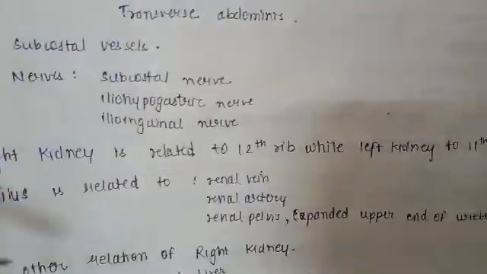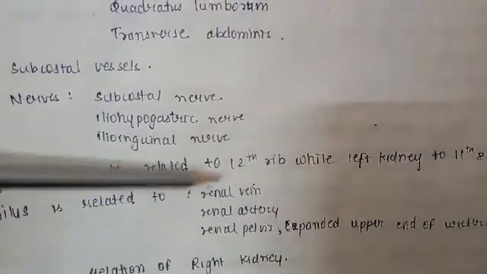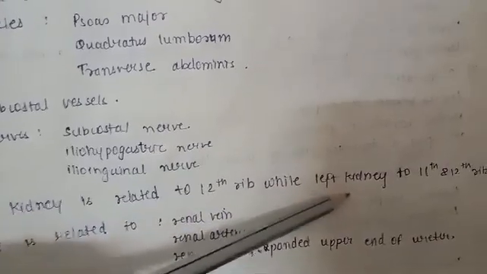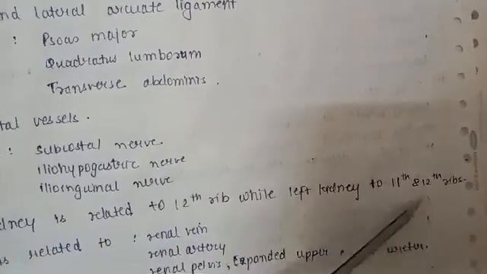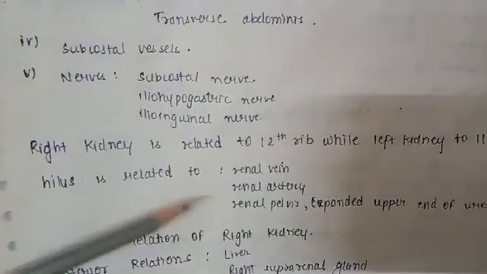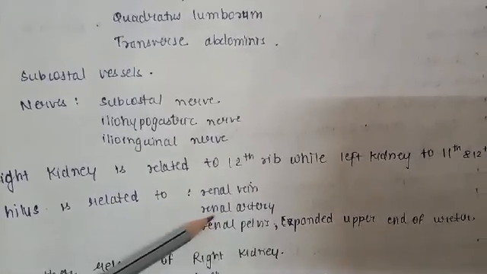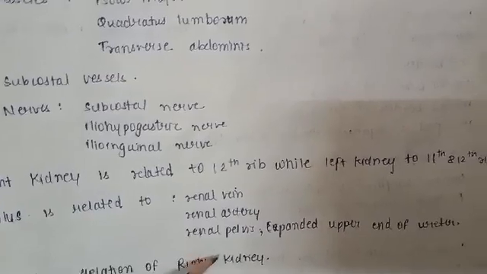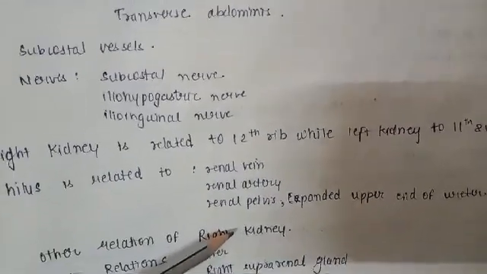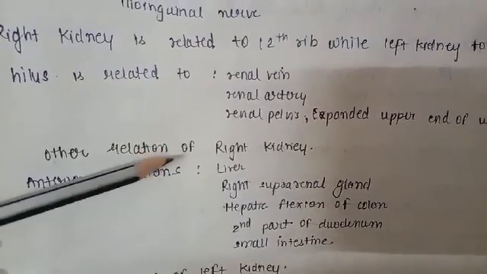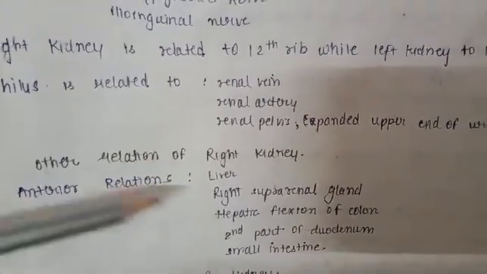Then comes the right kidney, which is related to the 12th rib, while the left kidney is related to the 11th and the 12th rib both. The hilus is related to the renal vein, renal artery, and renal pelvis, which is the extended part of the ureter. Now, the other relations of the right kidney, that is anterior relations.